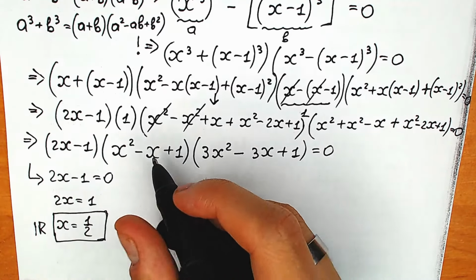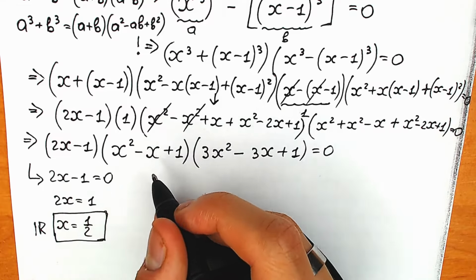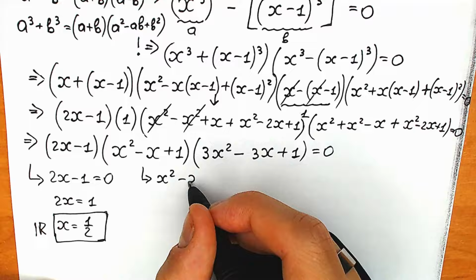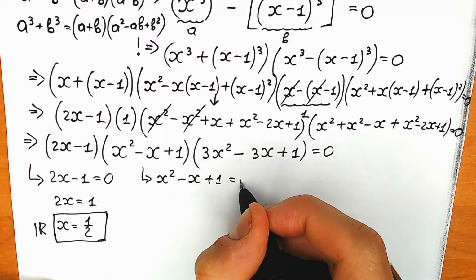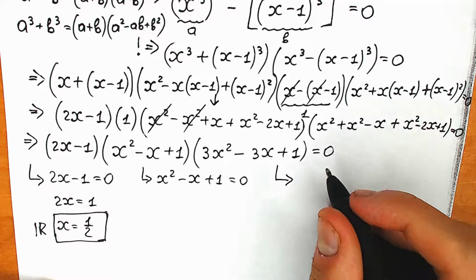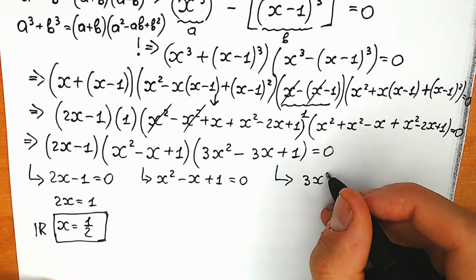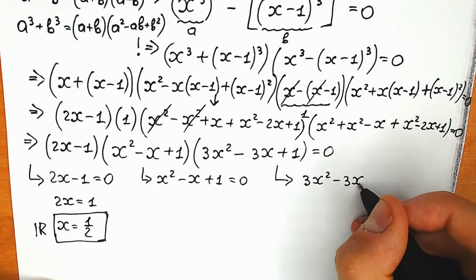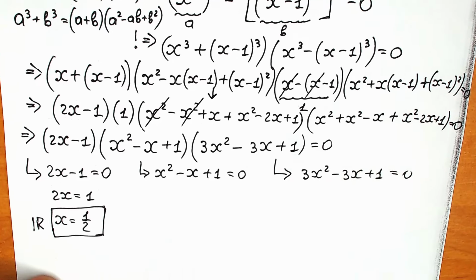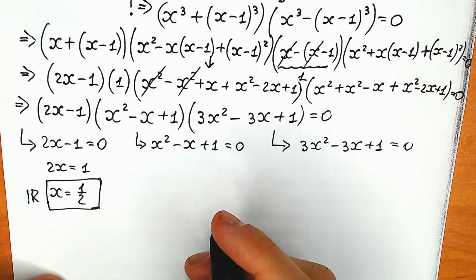Second parenthesis right here, so we have x squared minus x plus 1, x squared minus x and plus 1 equal to 0. And the second case, we need to solve this quadratic equation. I'm going to solve it on the right side, so 3x squared minus 3x and plus 1 equal to 0. Right now let's solve each of these quadratic equations, and then we can get from here more roots.